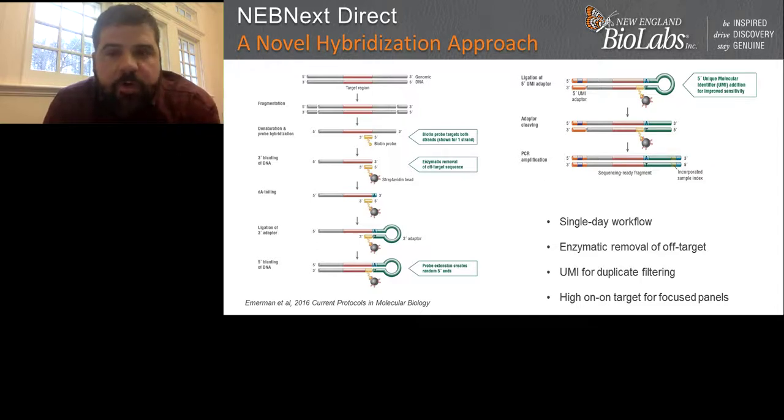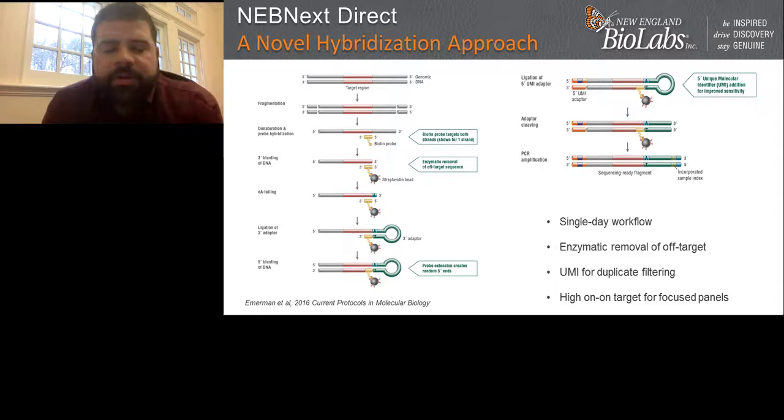It's a single day workflow. I think some of the benefits are that we incorporate an enzymatic removal of off-target to enhance the specificity for focus panels, and also incorporate something called the UMI, or a unique molecule index, that we'll talk about a little bit more, that is helpful for understanding the difference between a biological replicate molecule and a PCR replicate molecule.